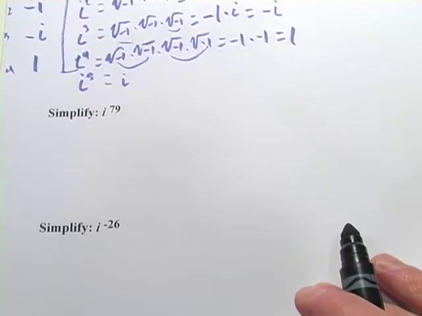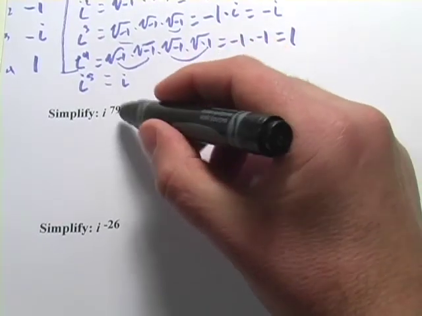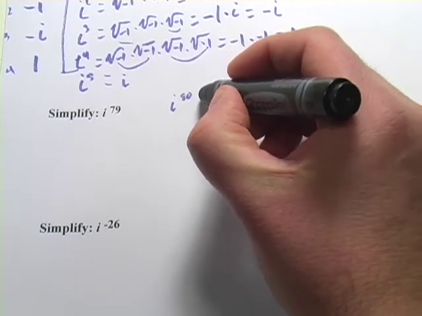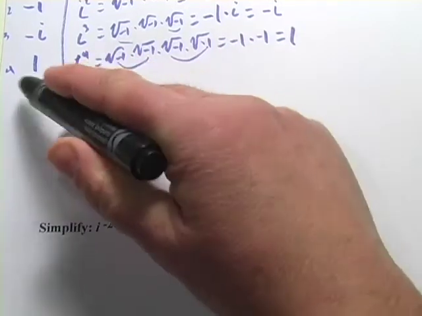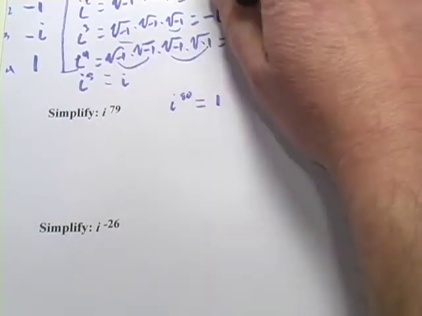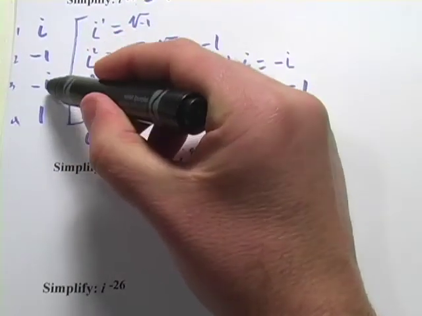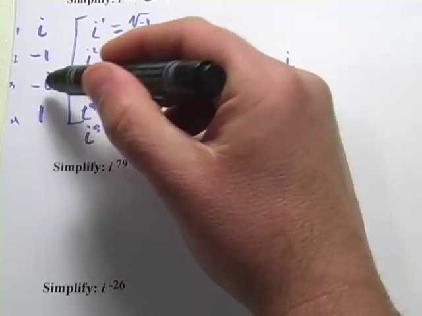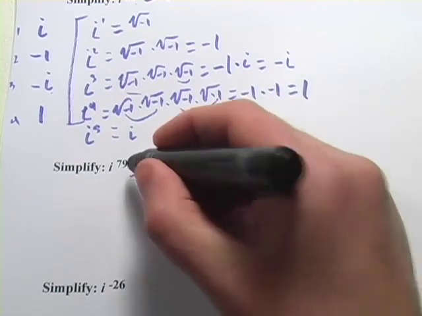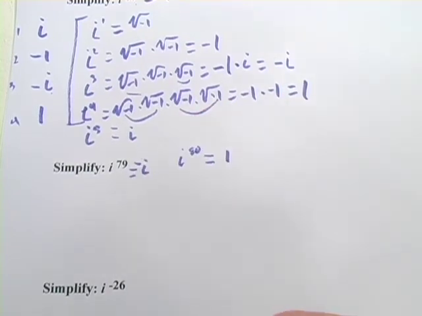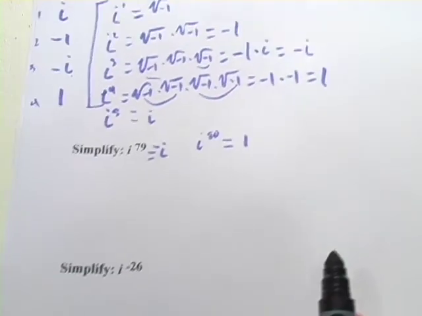We've got i to the 79th power. Now, this is a case where i to the 80th, that would be a multiple of 4, so that would equal 1, right? But we want to go 1 back from that, so we choose -i. So i to the 79th is -i.